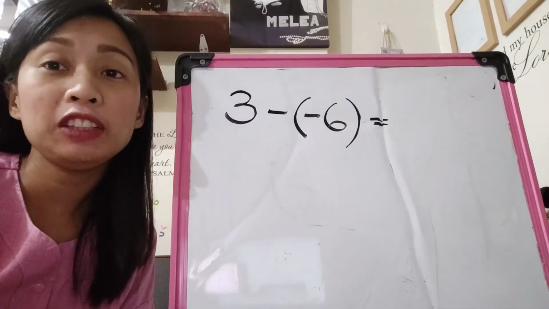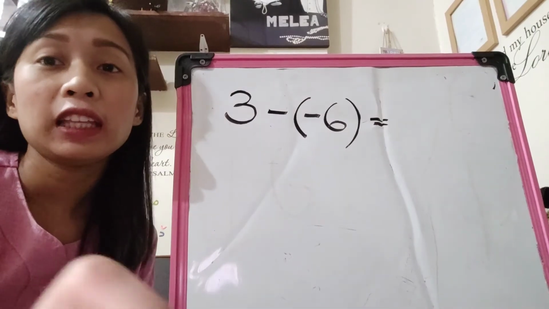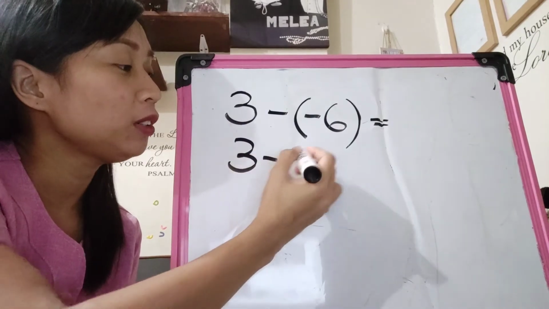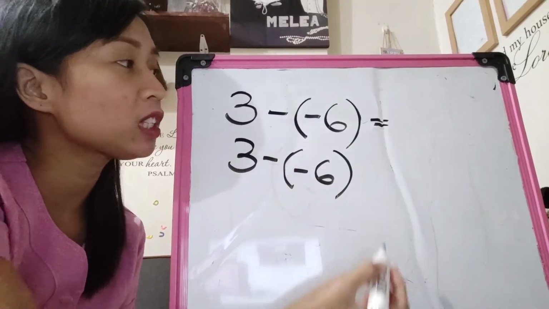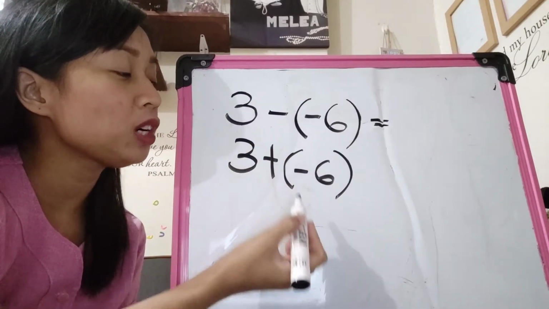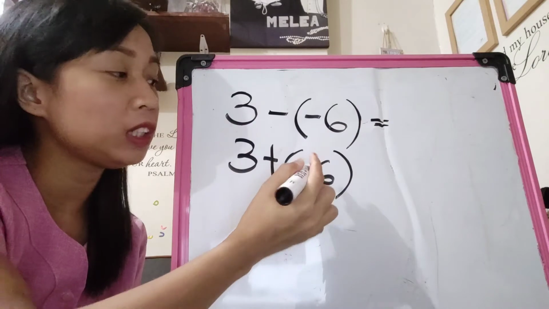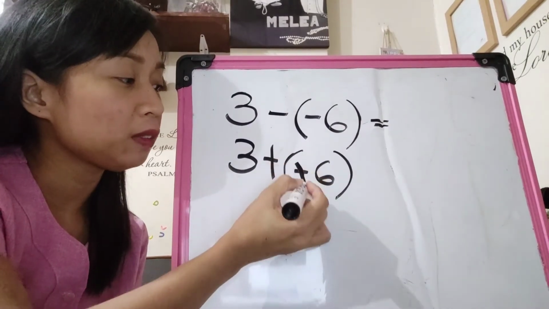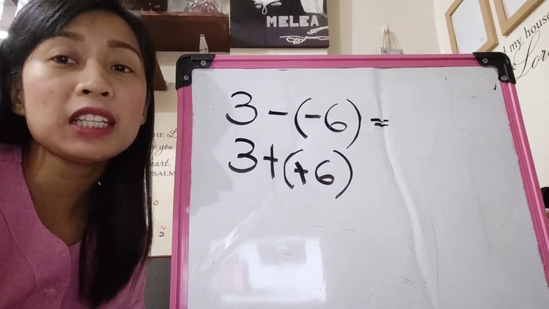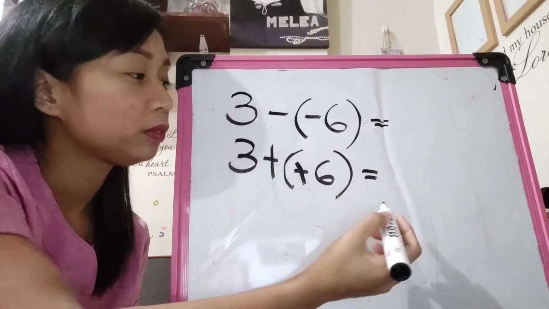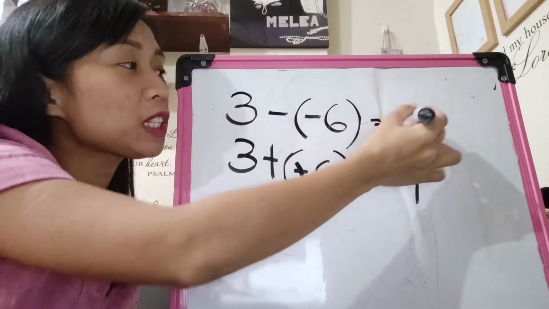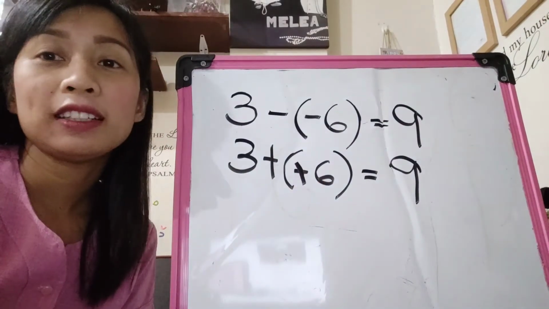Another example would be 3 minus negative 6. Therefore, we have here 3 minus negative 6. Let's just rewrite this for us to see the original question. So, from minus, change it to addition. And then, this is a negative number, change it to positive. So, this becomes 3 plus 6. So, 3 plus 6 now is equal to 9. So, 3 minus negative 6 is 9.